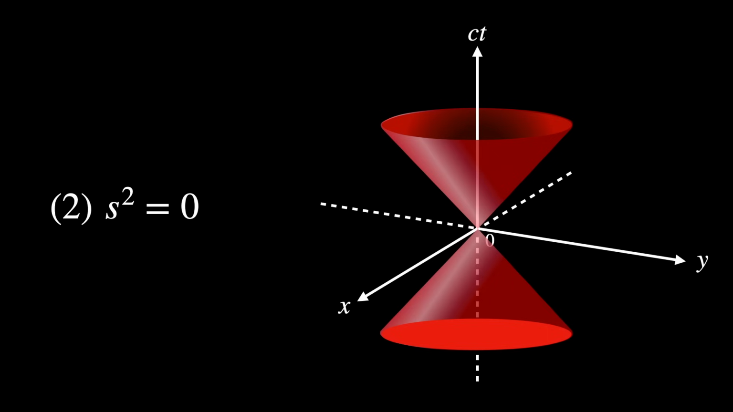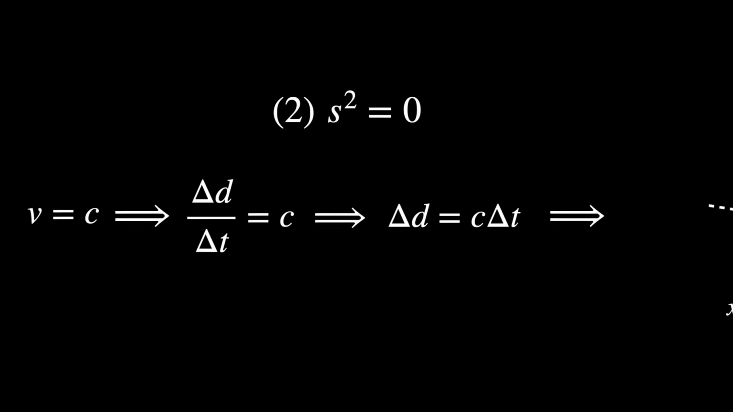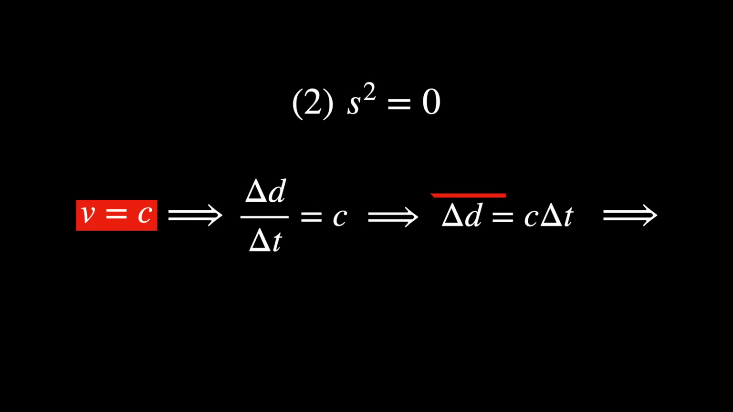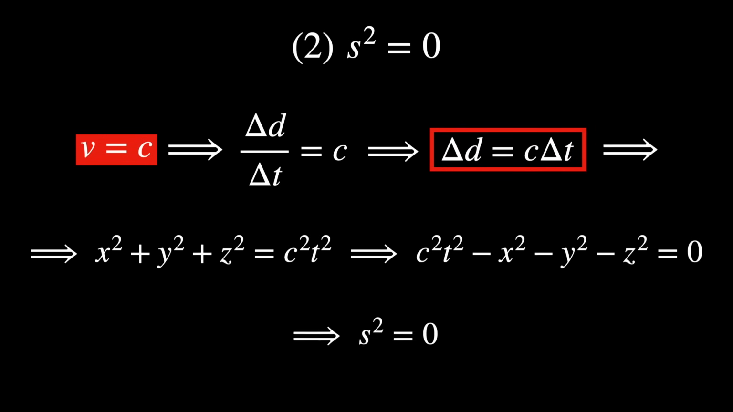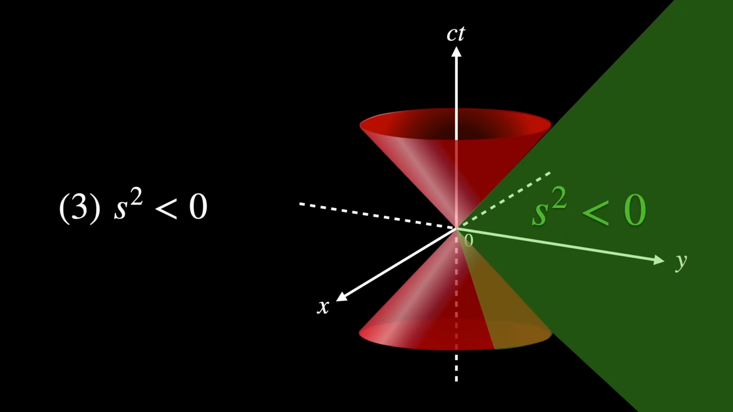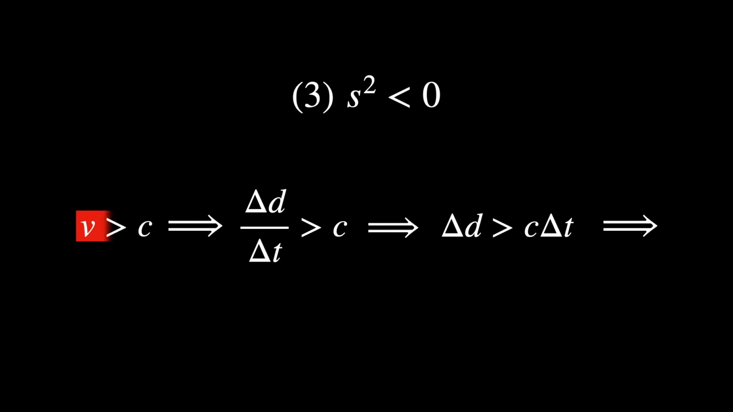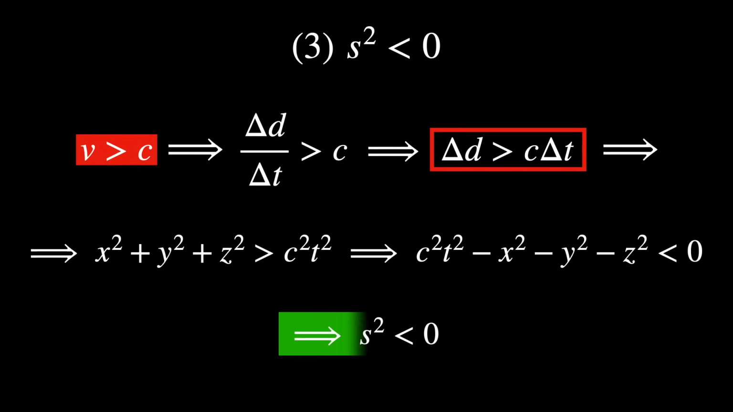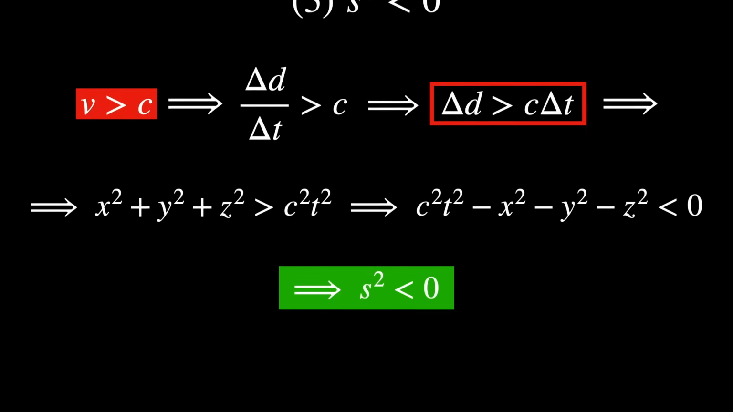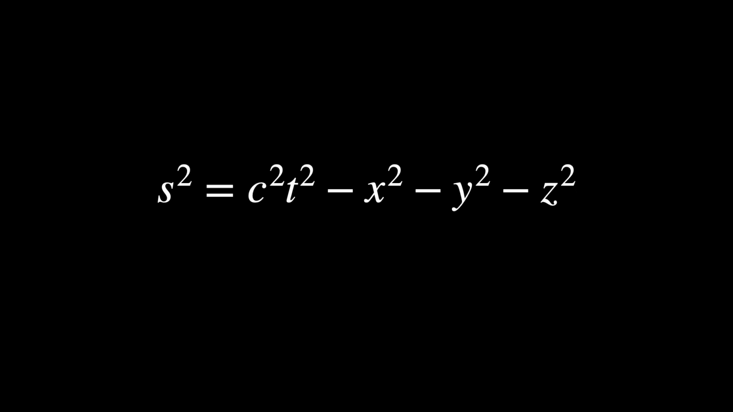Let's see how this metric, which is non-Euclidean, behaves for the other two regions. So s squared equals 0 now. v equals c now. So delta d can be written as c times delta t. Working on the math here, in a very similar way as before, we can find indeed that s squared equals 0, just as desired. And finally, s squared less than 0. Now, v is greater than the speed of light c, which implies that delta d is greater than c times delta t. And working on the math here again, we can find that s squared is indeed less than 0, just as we wanted. So this formula for s squared works perfectly. It describes all regions. We found our metric, the Minkowski metric.